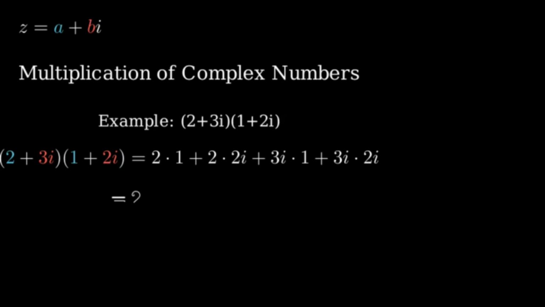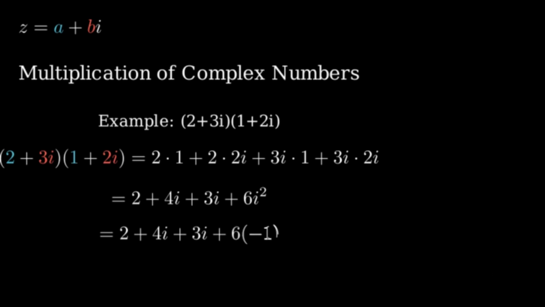First, we multiply each term in the first parentheses by each term in the second. That's 2 times 1 plus 2 times 2i plus 3i times 1 plus 3i times 2i. Simplifying these products gives us 2 plus 4i plus 3i plus 6i squared. Notice how the first term is purely real, the middle two terms contain i, and the last term contains i squared.